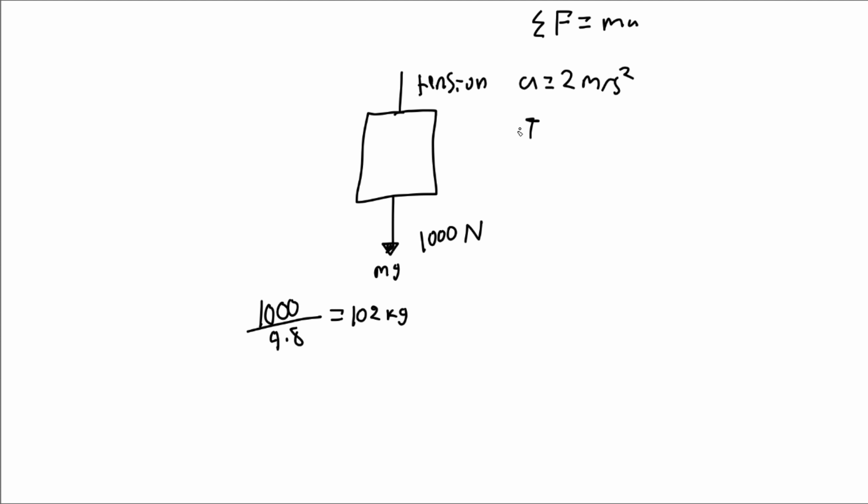So tension's positive because it's holding the box upward. However, the gravity, since it's trying to pull the box down, is going to be negative 1,000. And that's it for the forces side. On the other side, we have 102, which is the mass, the m, and negative 2 for the acceleration, since again it's trying to pull it downward, it's going down. So T minus 1,000 is equal to negative 204, and we're just going to bring the 1,000 over, and tension is going to be 796 newtons.